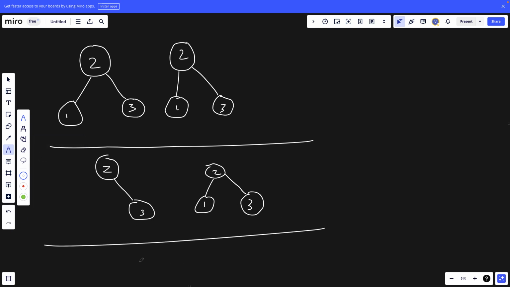Then the example where values are different is 2, 1, 3, and then say 1, 2, and 3. So structure is same, value is different.